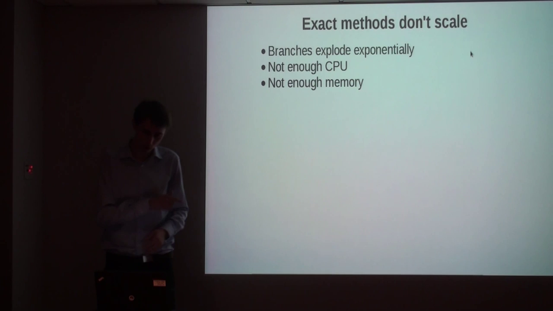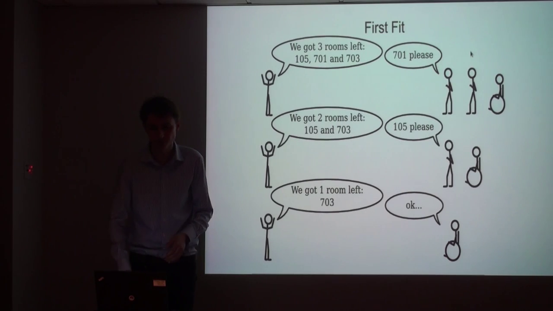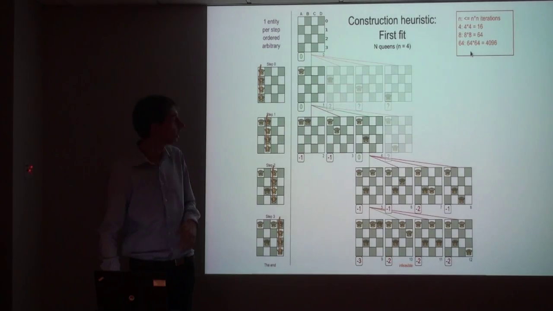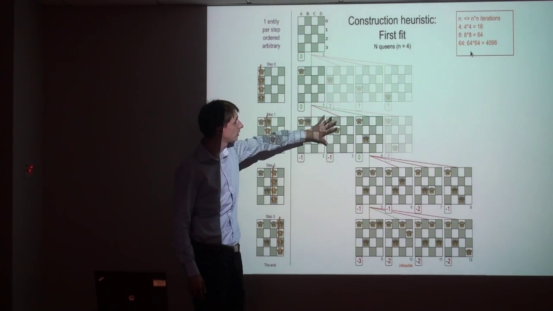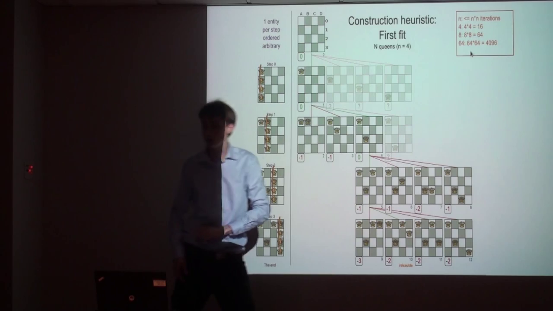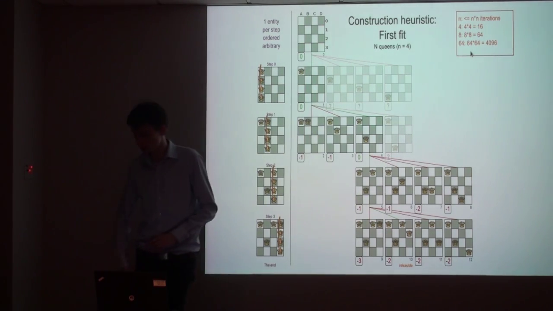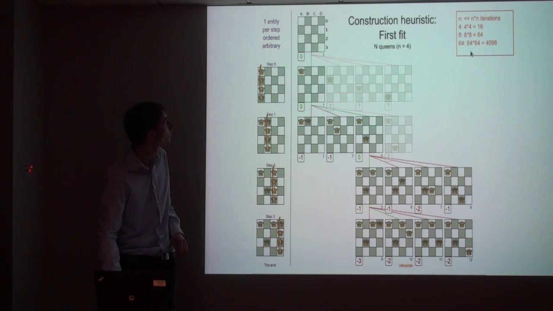The memory is a bigger problem than the fact that it doesn't scale in CPU, in time. Okay, so we have these first fits, which I've already covered, where we just put in one queen and we leave it there, put in the second queen, we leave it there, then third queen, we leave it there, and then we find this solution which might not be optimal and so forth, right? I'm running out of time, a couple of minutes left, so let's take a look.